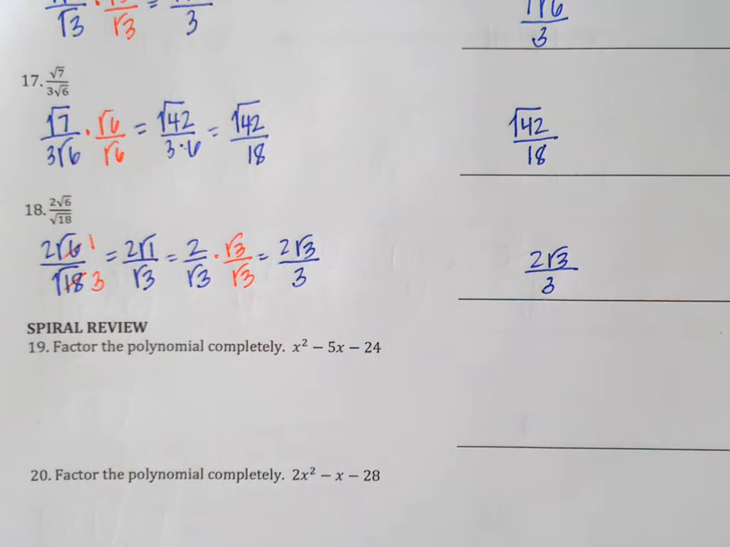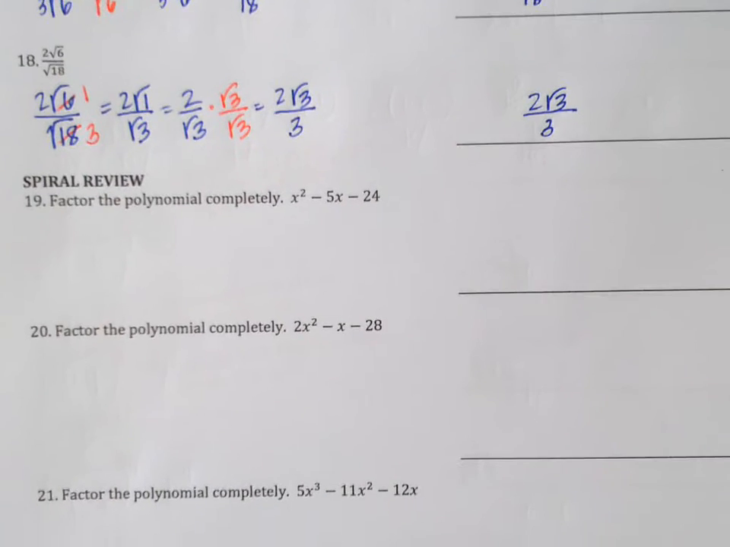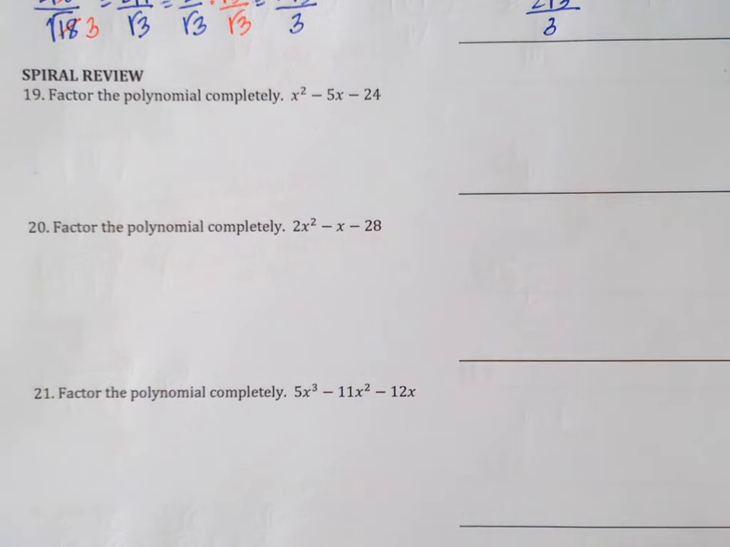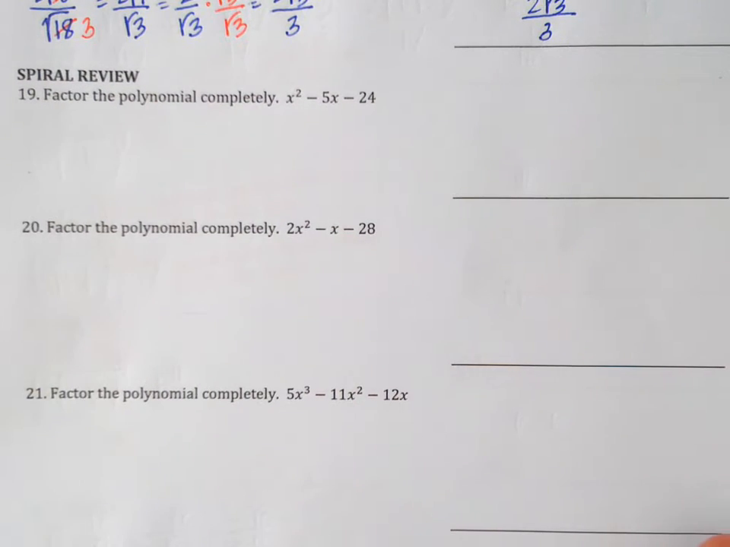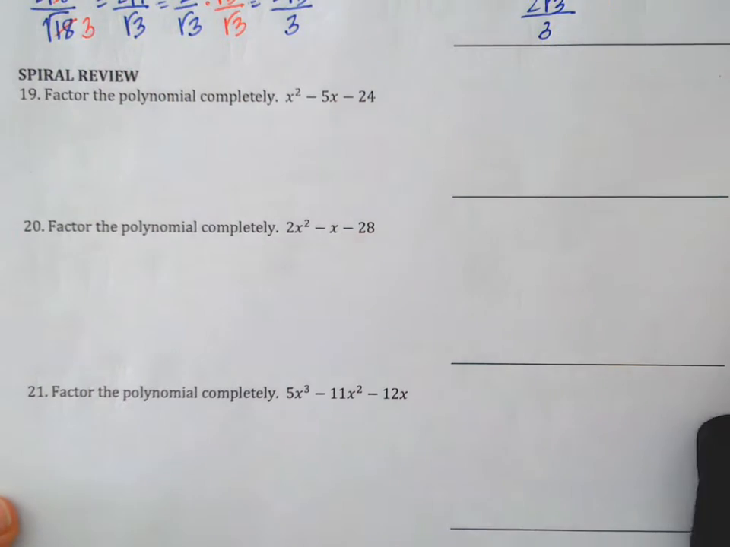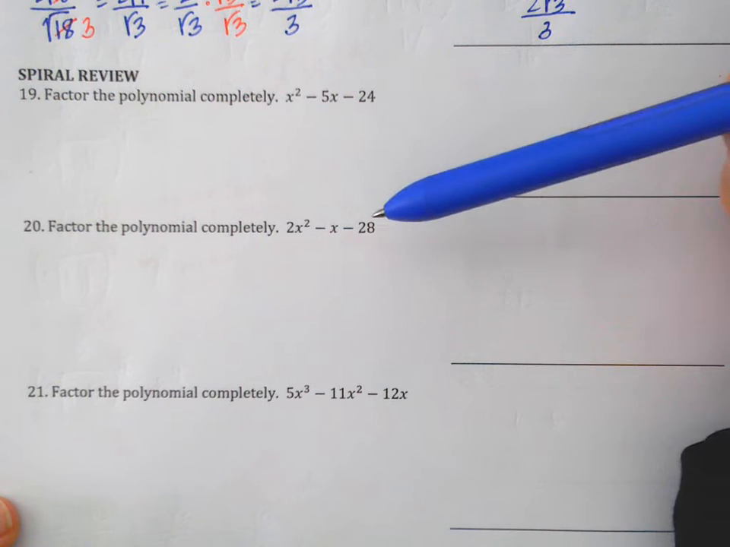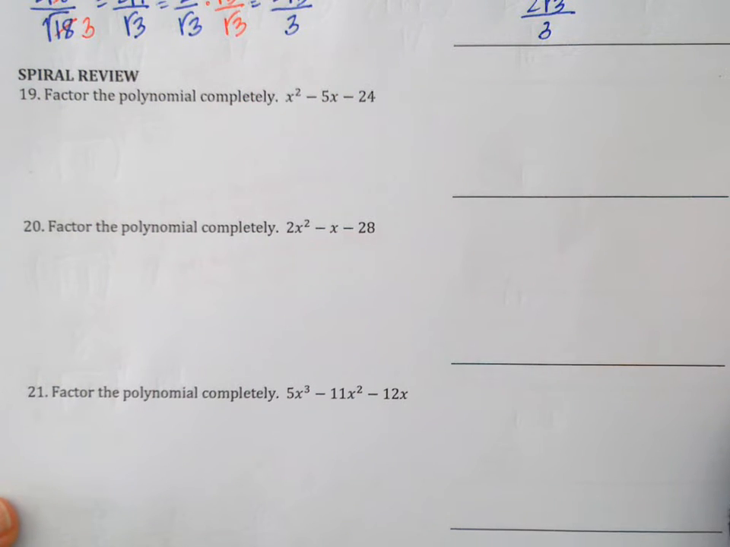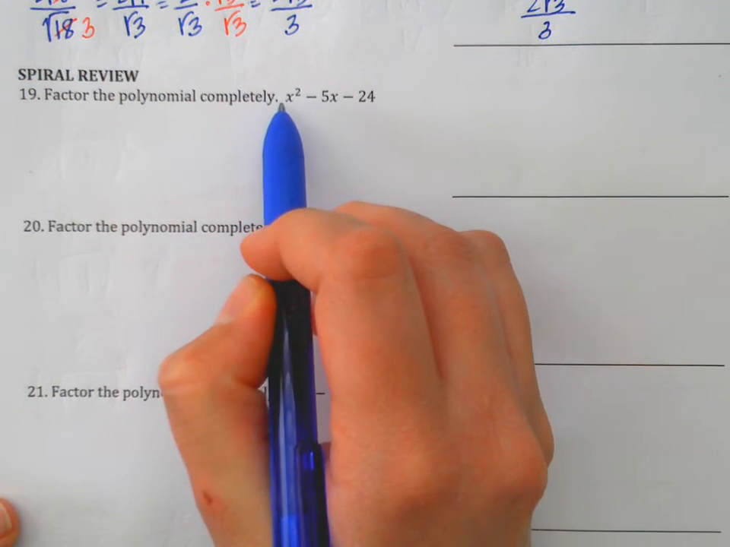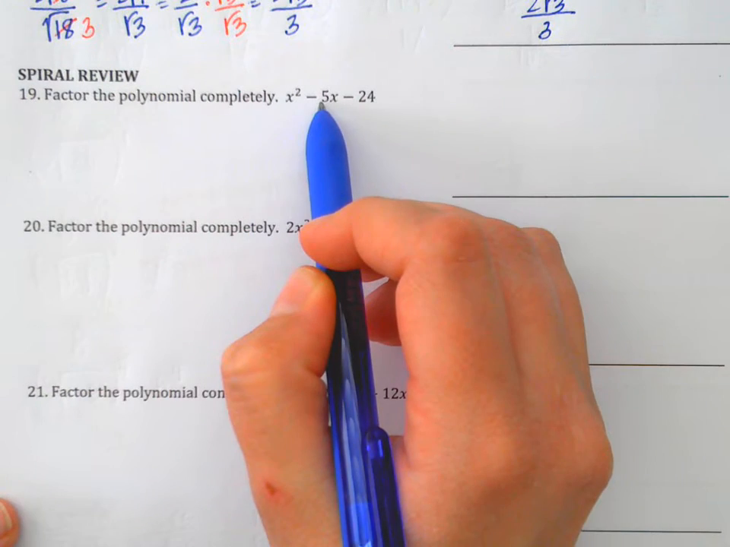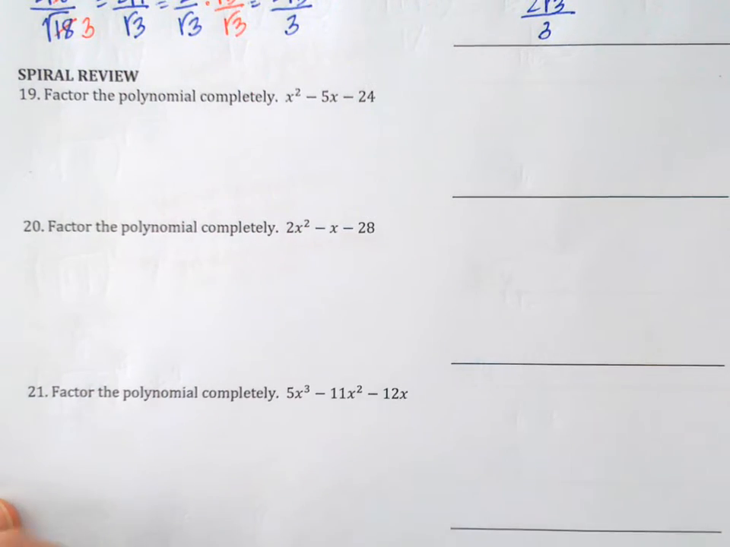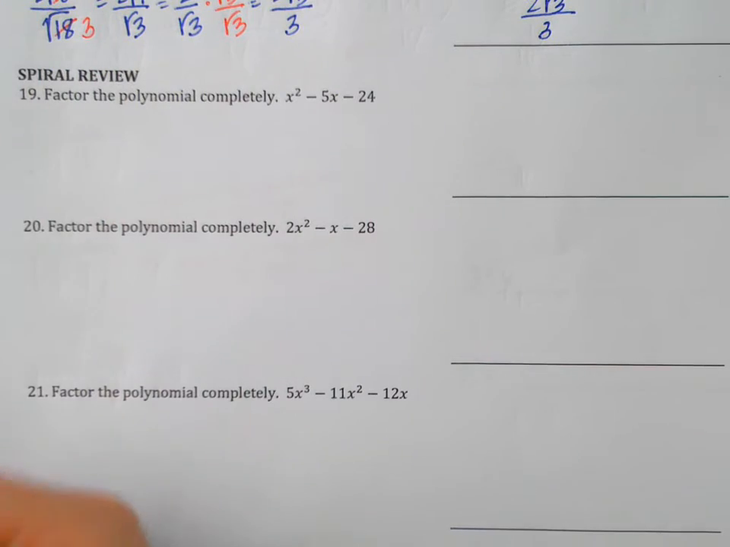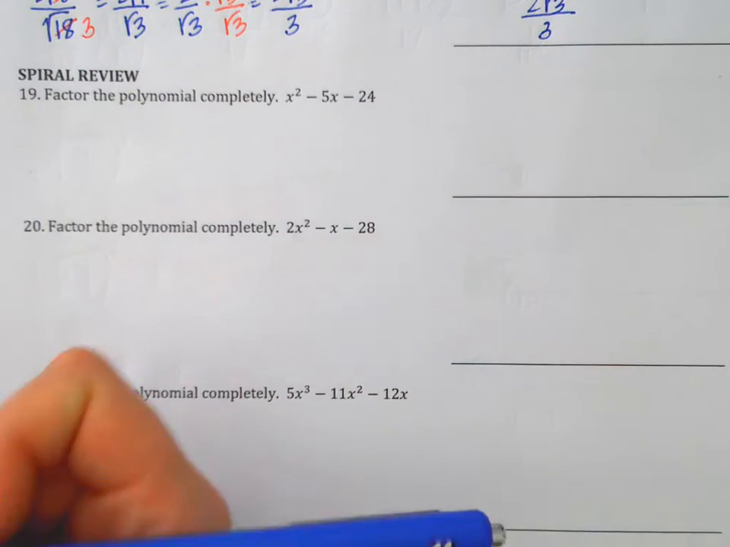Okay, so our last section is a spiral review. These are some of just the factoring review, because that is going to come into play in our next unit. Okay, so let's get to factoring. Remember, when I have 3 terms, which I do on every single one of these, the first thing I always want to do is look for a GCF. 1x squared, negative 5x, negative 24. There isn't a GCF there, so I'm just going to go to the x method.